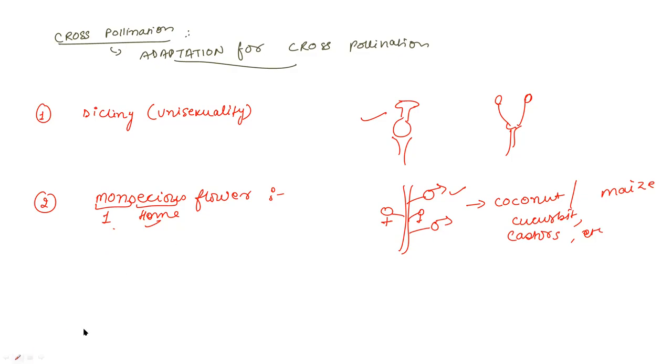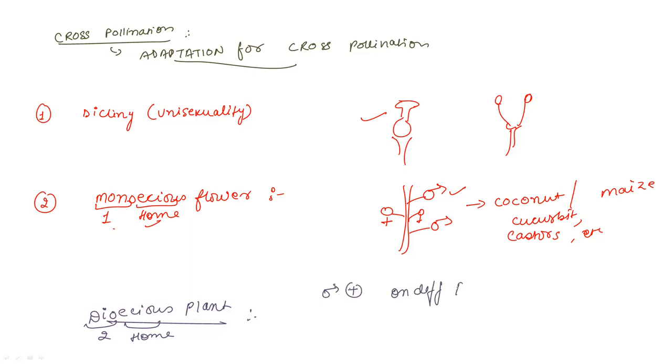Then there is one more term related to this, that is known as dioecious. So let's discuss dioecious also. Di means two, and ecious is home. So you have two homes. In those plants, the male is present on a different plant, and the female is present on a different plant.